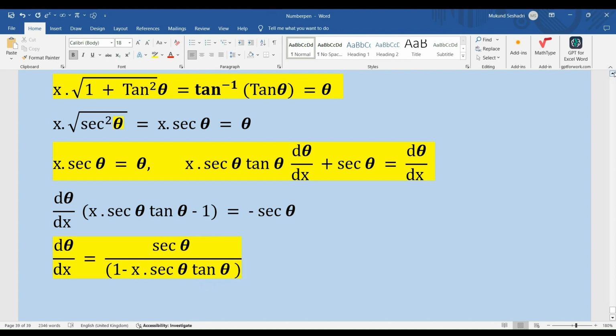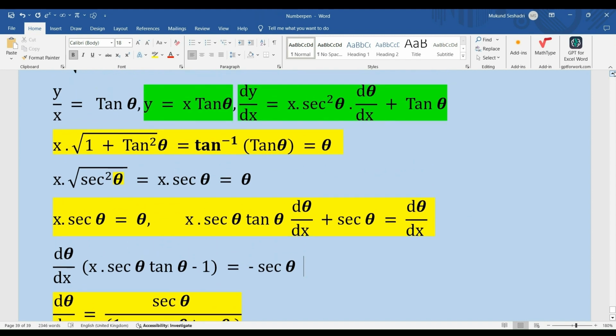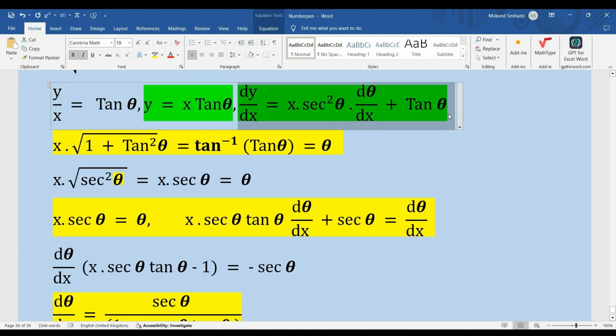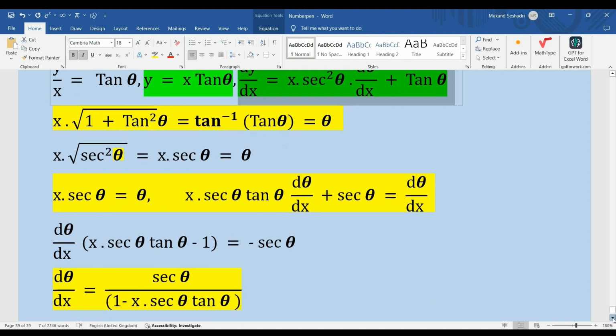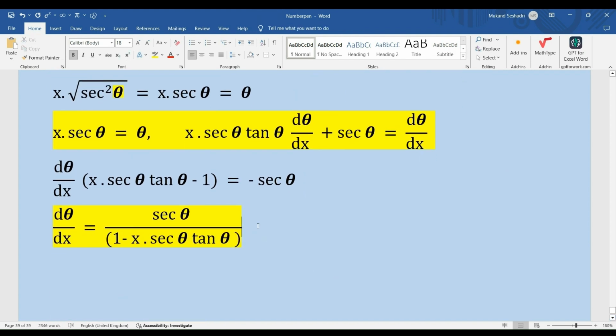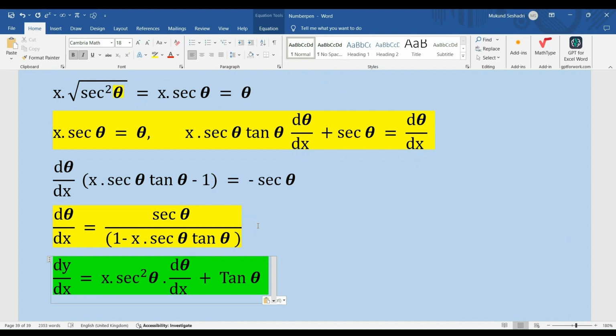Now I go up. You remember the green expression which we highlighted. I'm going to pull it out and write it again before we make the appropriate substitutions, right? I go to the next line. I have my dy by dx equals x times secant square theta divided by 1 minus x times secant theta tan theta, right? So how do we write this?